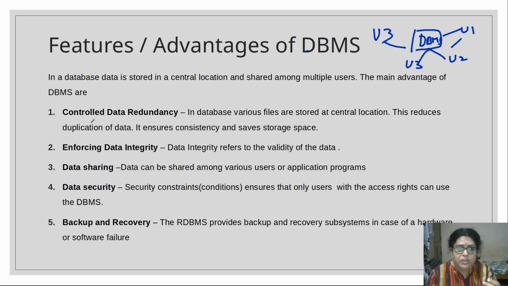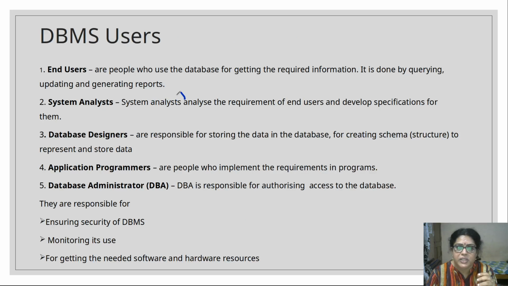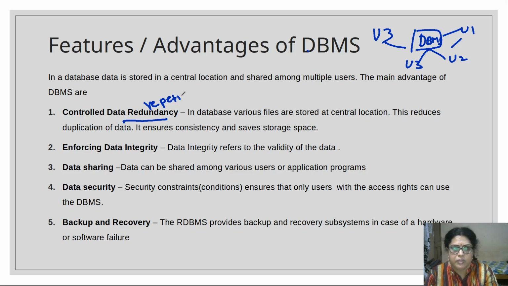Okay, first one is known as controlled data redundancy. See, the word redundancy means, always remember, repetition of data. The repetition is known as redundancy. But here we use the word controlled data redundancy. Why we say it is controlled? Because you cannot completely remove the redundancy. You can reduce the duplication of data. It ensures consistency and saves storage space.